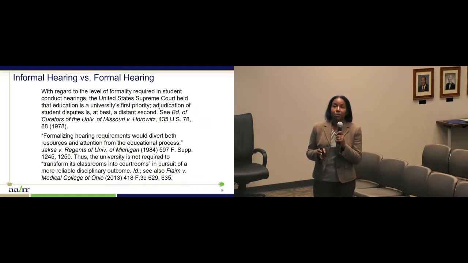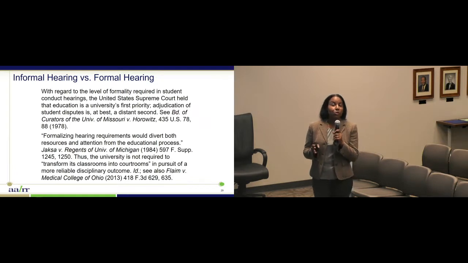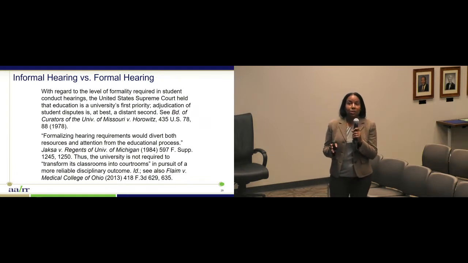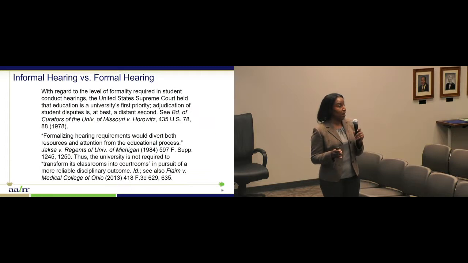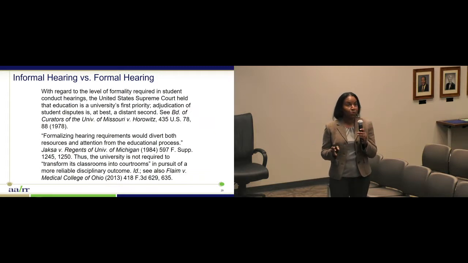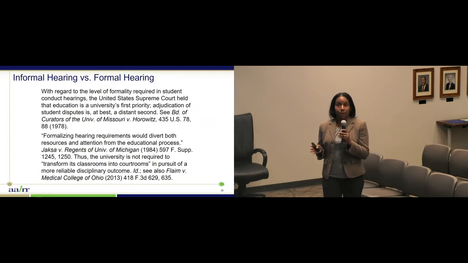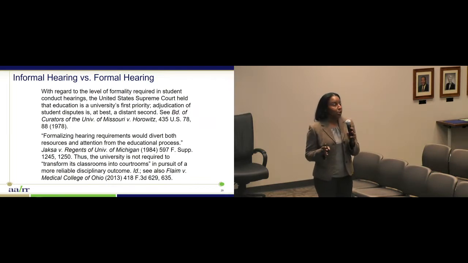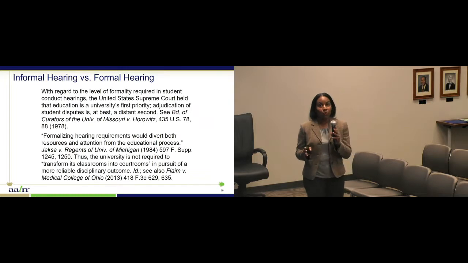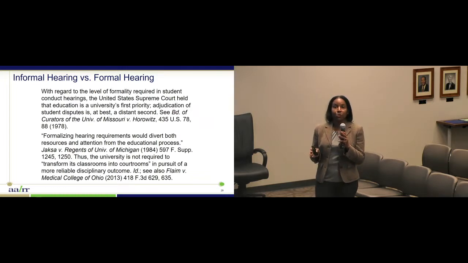With regard to the level of formality required in student conduct hearings, the United States Supreme Court looked at this issue and said that education is a university's first priority. Adjudication of student disputes is at best a distant second. So this is why we have a level of informality with student hearings. But that's why I'm saying you want to look at what the law requires and then consider what you want for your community. Formalizing hearing requirements would divert both resources and attention from the educational process.